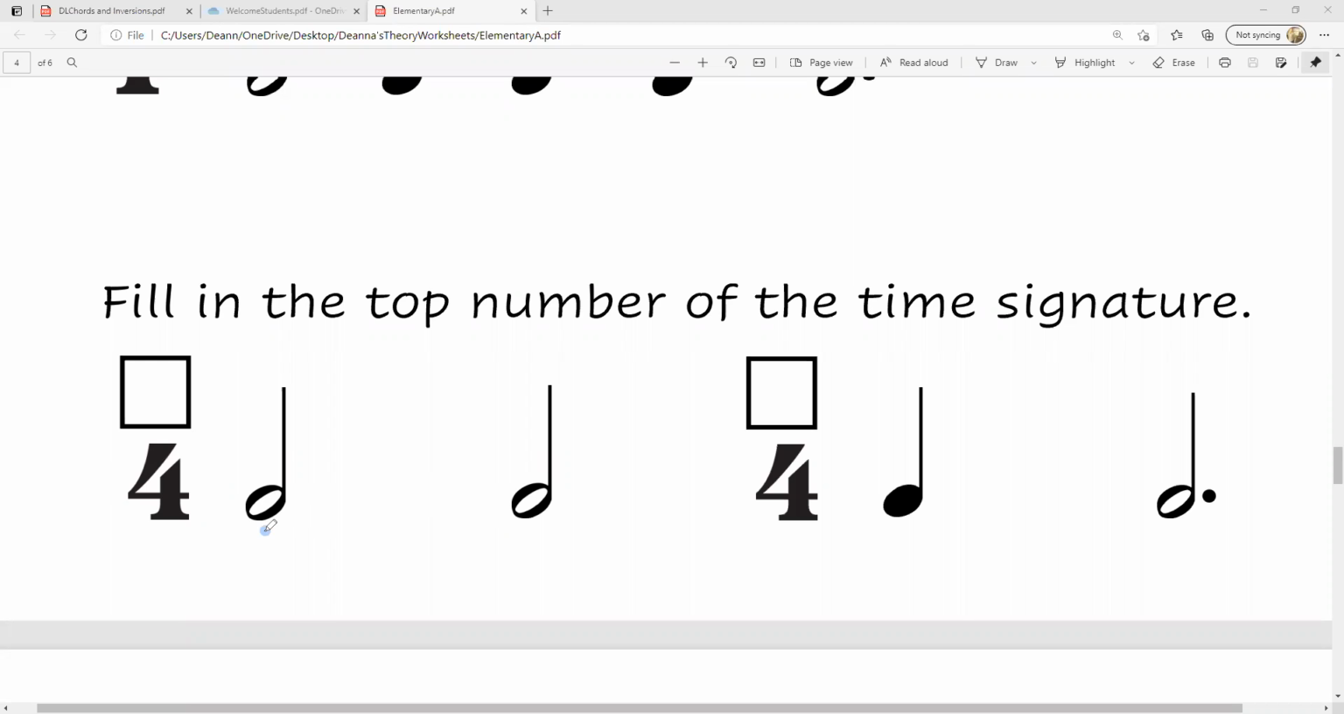Let's find out. So this comes in on beat number 1, lasts till the end of beat number 2. This comes in on beat number 3, lasts till the end of beat number 4. Goodness. So that's 1, 2, 3, 4 beats. 4/4 time.